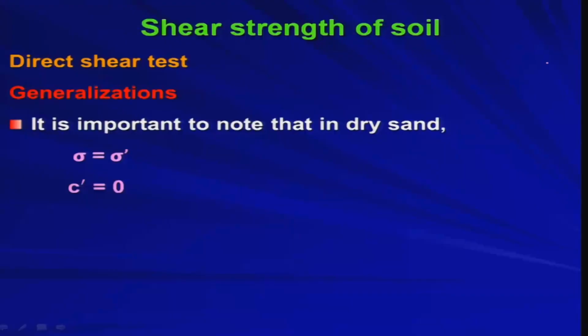Cohesion tries to stick the material together. In dry sand, you might have seen that all the particles can be separated out, all the grains you can separate. So basically the cohesion is not there; only the angle of internal friction is present in dry sand.